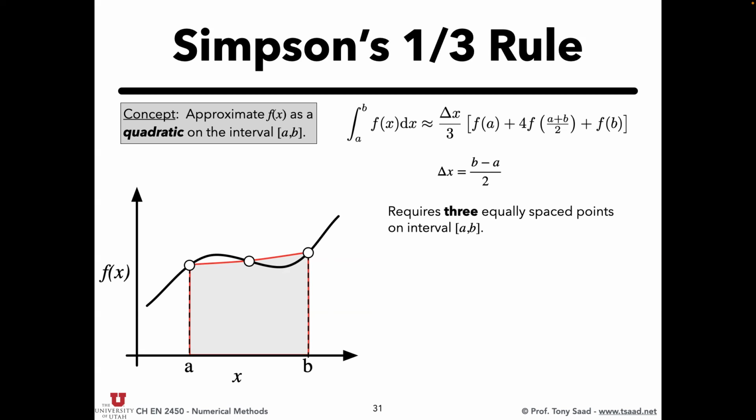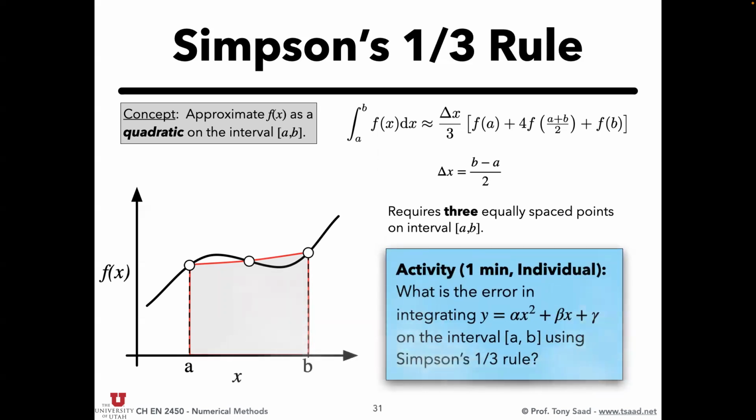It's simply the integral of the quadratic that passes through these points. So it's a very simple math problem. You pass a quadratic of the form alpha x squared plus beta x plus gamma through a, a plus b over 2, and b. You find the coefficients, you integrate by hand, and you get that formula.